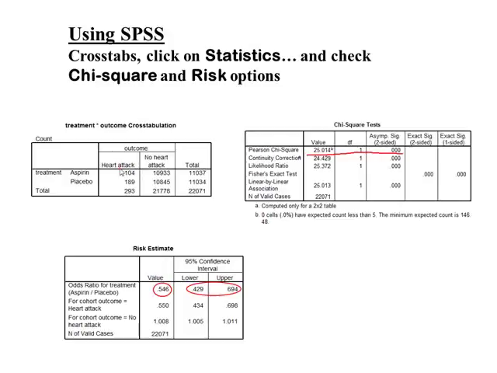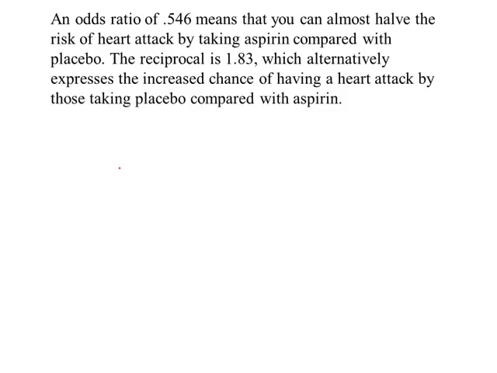So to interpret it, an odds ratio of 0.546 means that you can almost halve your risk of having a heart attack by taking aspirin versus taking a placebo. So if we were to take the reciprocal, 1 divided by 0.546, this would be 1.83. So if you are taking placebo, you're 1.83 times more likely to have a heart attack than if you were taking aspirin.